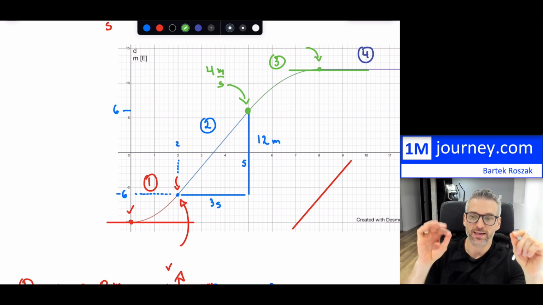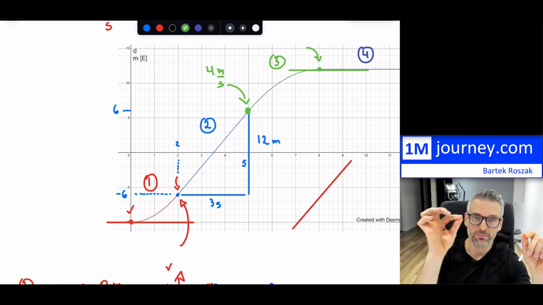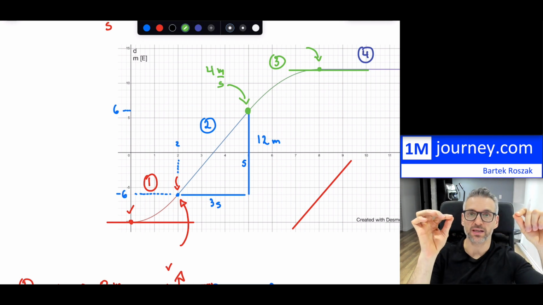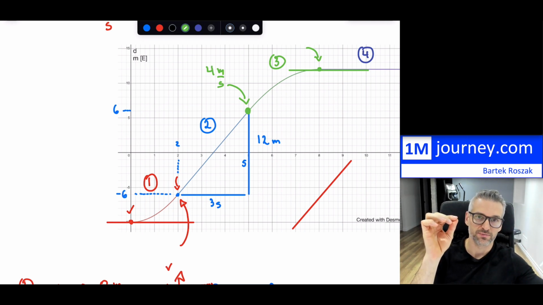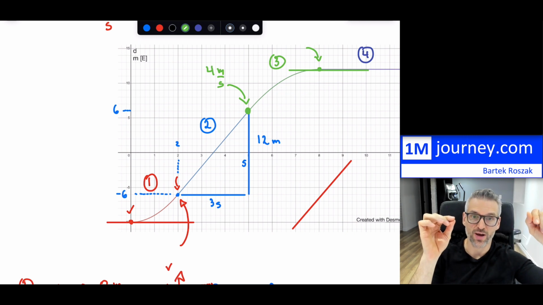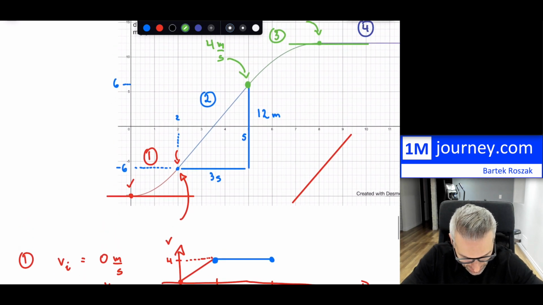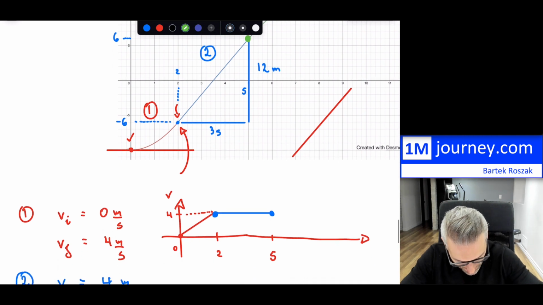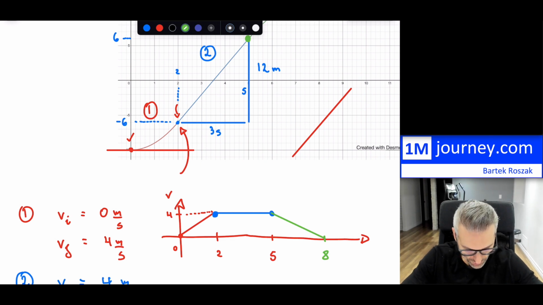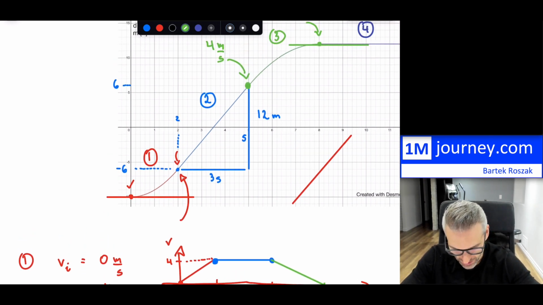So it looks like this is speeding up, keeping the same speed, and then it starts to slow down. It's still moving in the east direction, but it starts to slow down to basically a stop between 0 and 8 seconds. This would be right here, 8 seconds. This goes from 4, then slows down, all the way to 0.